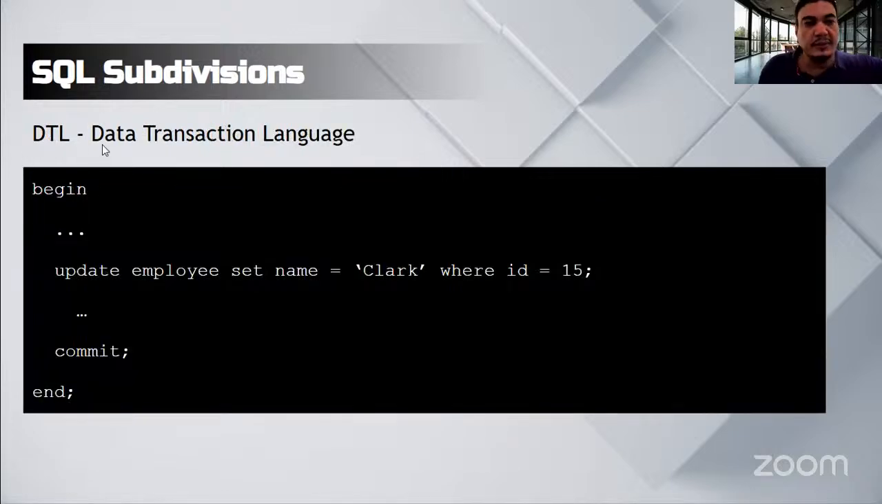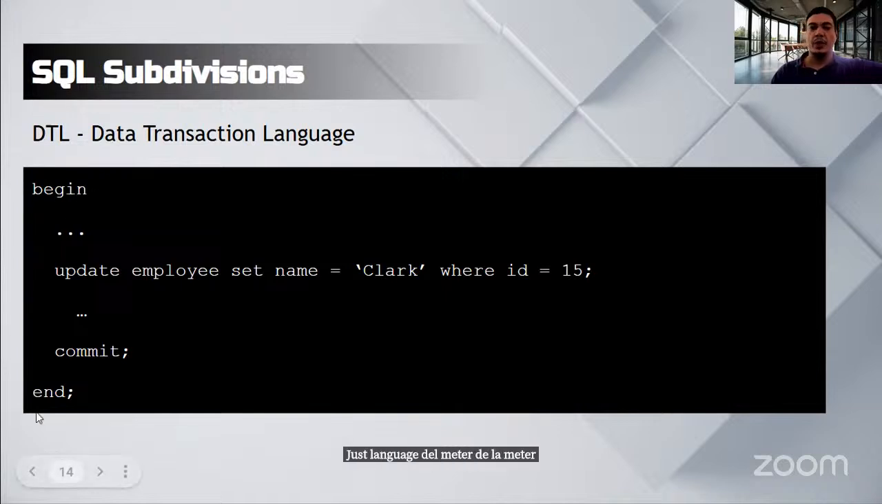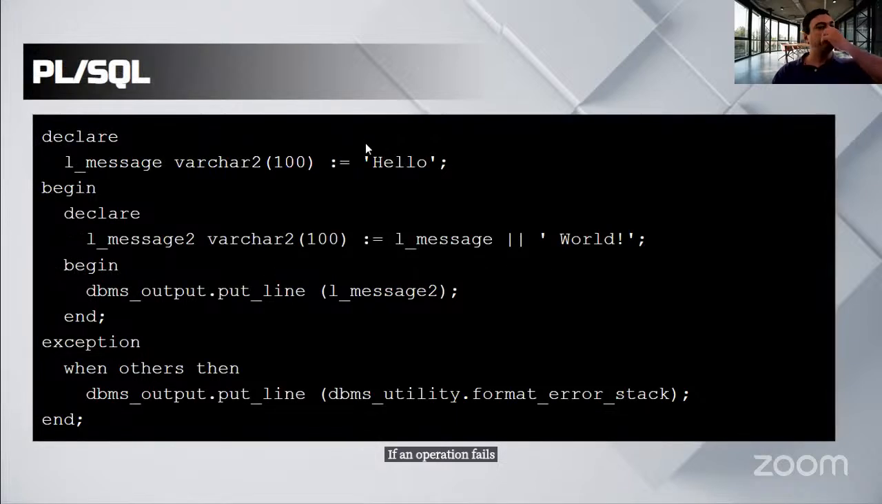DTL, data transaction language, is a language for transactions. This language delimits the transaction blocks with begin and end, and has other controls to confirm some operations, like commit and rollback if an operation fails.